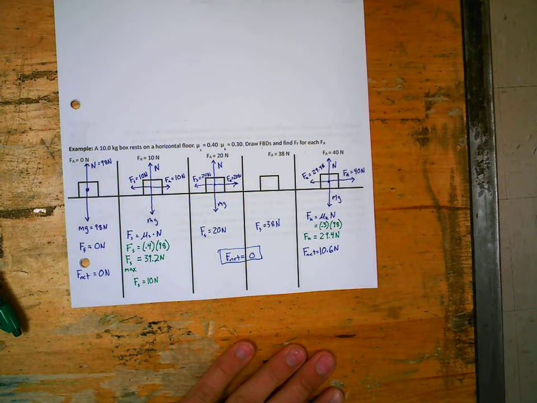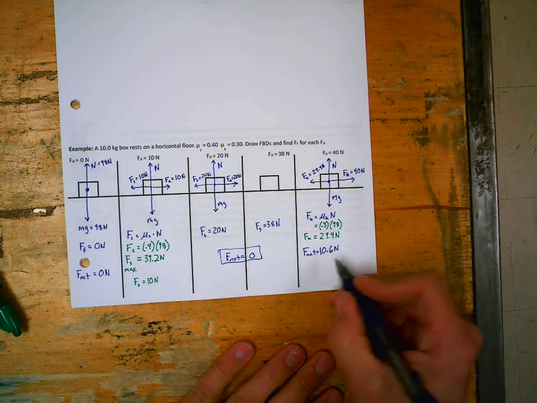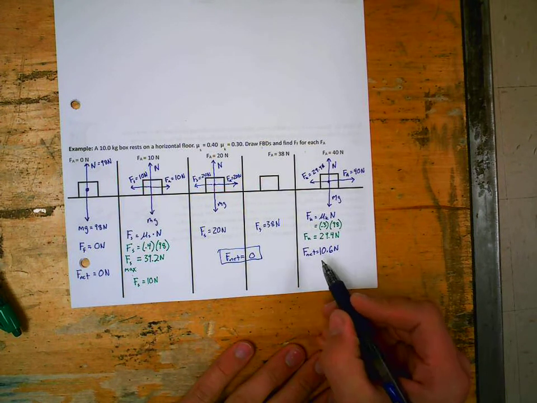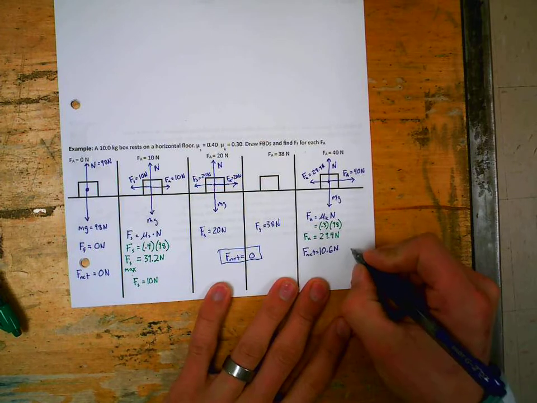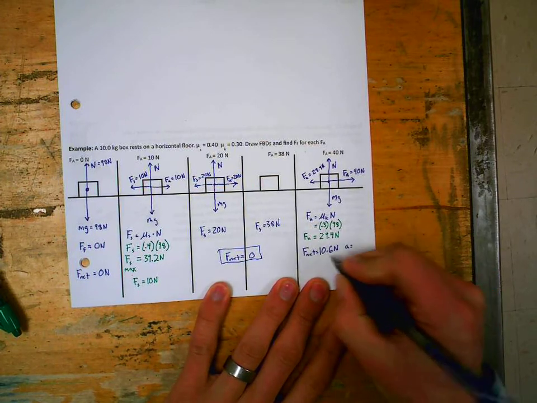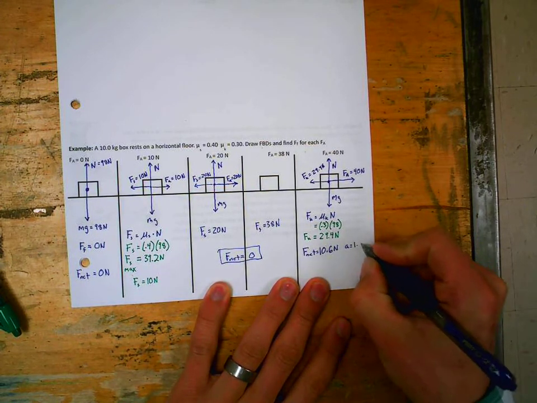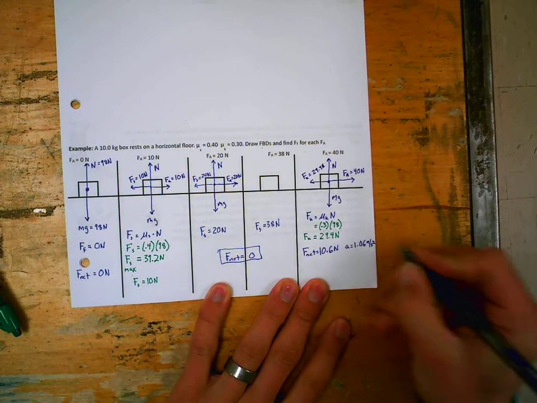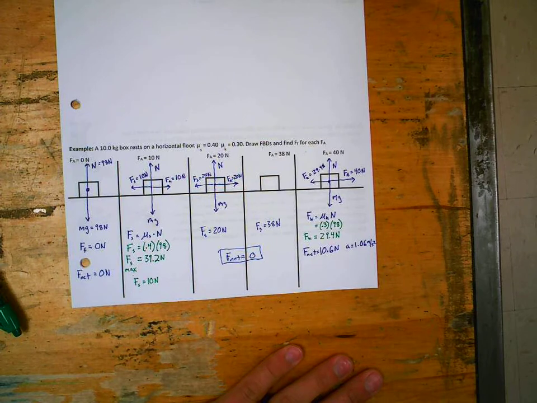Okay, and by the way, if we wanted to find the acceleration, it doesn't ask us to do that, but if we needed that, we just divide by the mass. F net equals ma. Okay, remember Newton's second law only applies to F net. So let's put over here acceleration. If we divide that by 10, we get 1.06 meters per second squared. A lot of times we will be asked to do that.